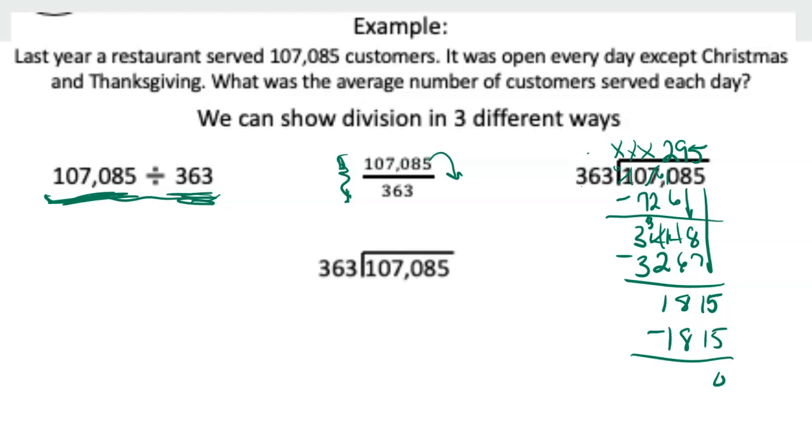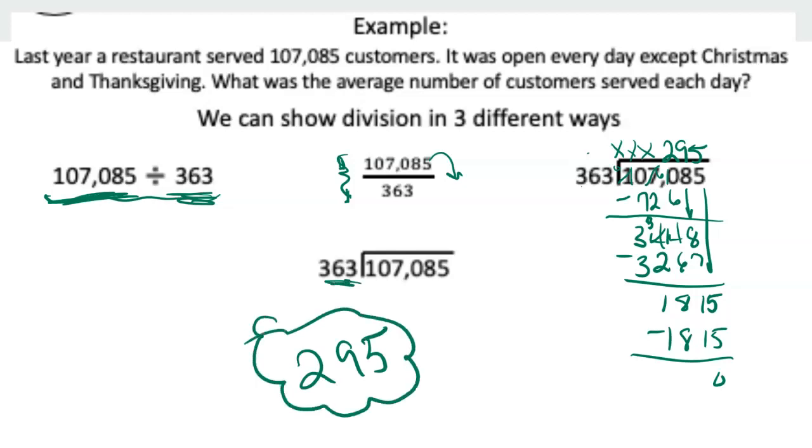This answer means that the average number of customers would be 295.5 each day. And the reason why we did 363 instead of 365 is that it's not open on 2 days. It's not open on Christmas and Thanksgiving, and a year would be 365 days. So you take away 2 and it's 363 days. That means that on average every day they serve 295 customers.